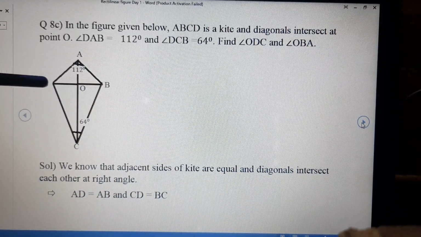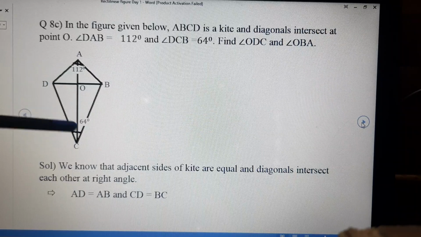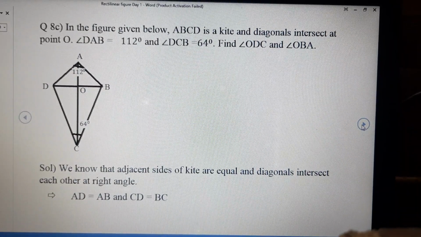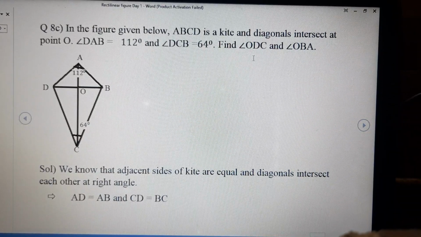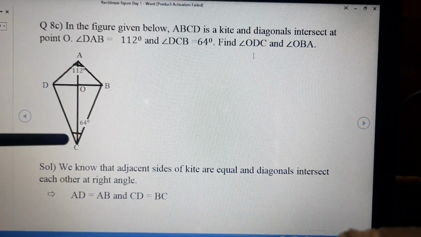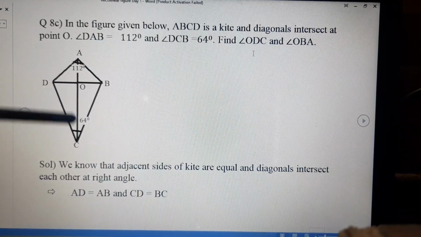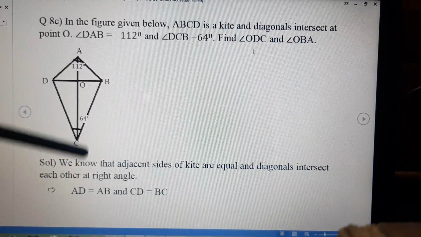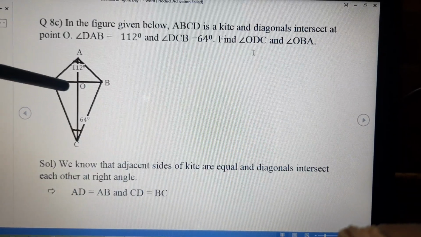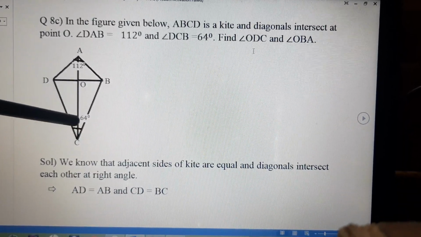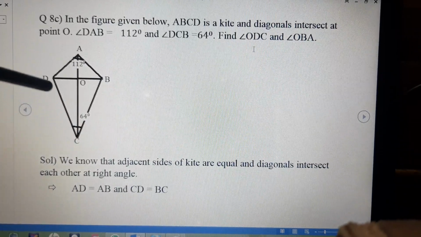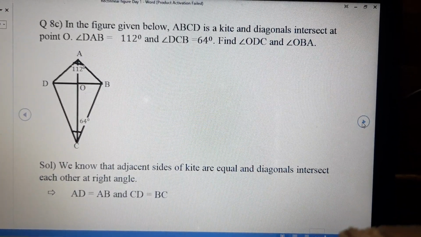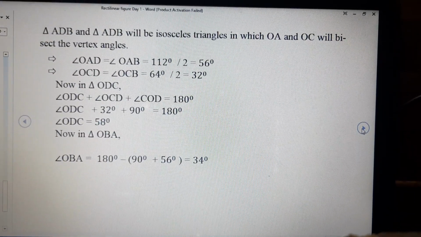Likewise, complete angle DCB is 64. So, angle DCO will be 64 divided by 2, which is 32. We are supposed to find out angle ODC. We have to find this angle. As I have told you that diagonals intersect at 90 degree. This angle is 90. This angle we have calculated 32. So this angle ODC, you can calculate by angle sum property.